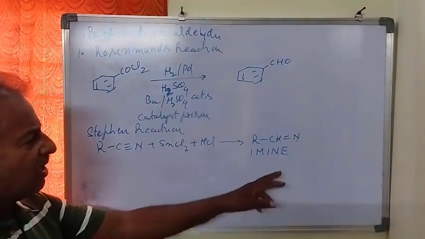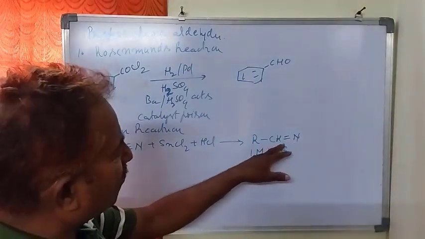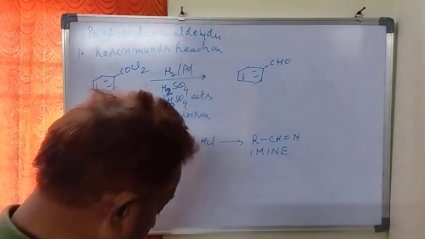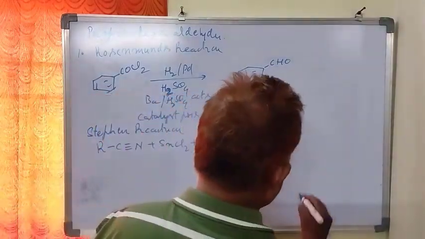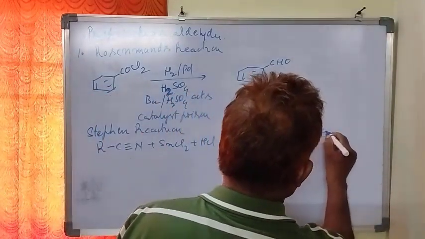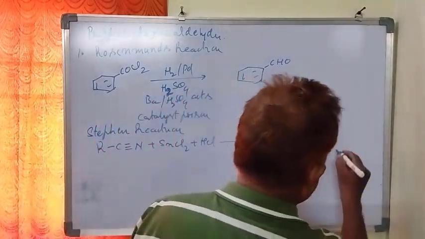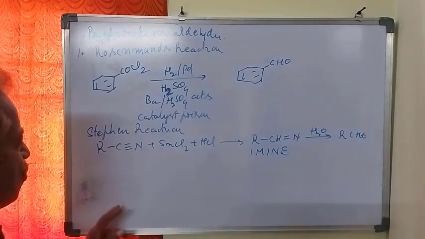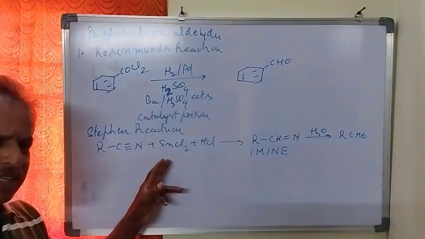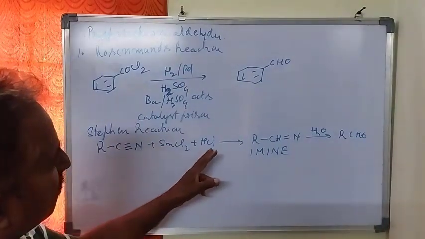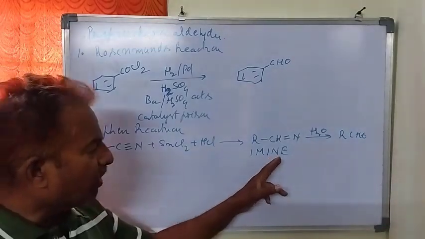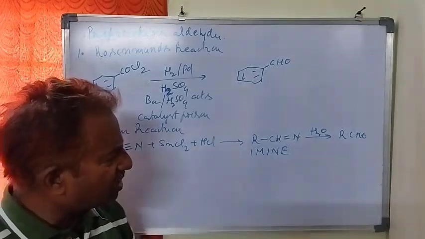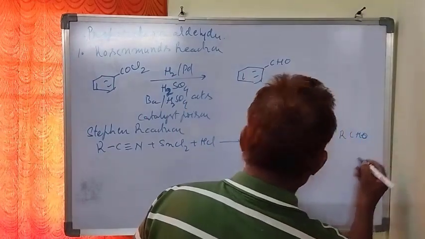If nitrogen is bonded with a carbon by a double bond, that is referred to as an imine, right? So this imine is hydrolyzed, therefore we get RCHO. Therefore this is the Stephen reaction. So the Stephen reaction is that in which alkyl nitriles are treated with stannous chloride in the presence of hydrochloric acid to get imine, and the imine is hydrolyzed to get aldehyde.